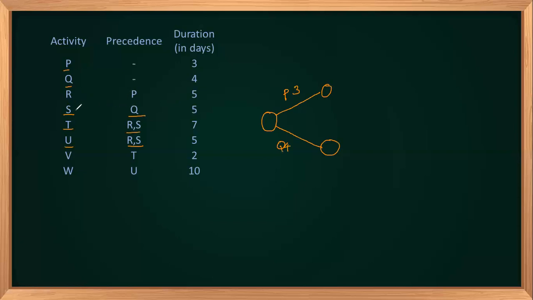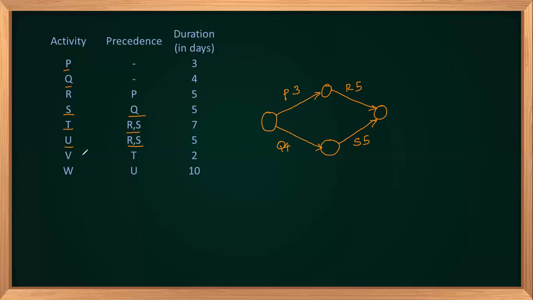Now, R is from P and S is from Q, and R and S are merging to form T. So you can see that it's a merging event. So I can put it here. Anyhow, you have to put the arrowhead, so don't forget to do that. Otherwise, you will not get the direction sense, right? So R is from P having 5 units, and S is from Q having 5 units.